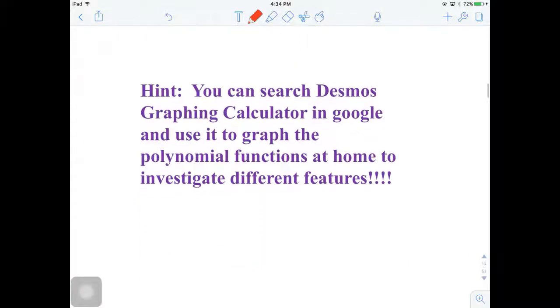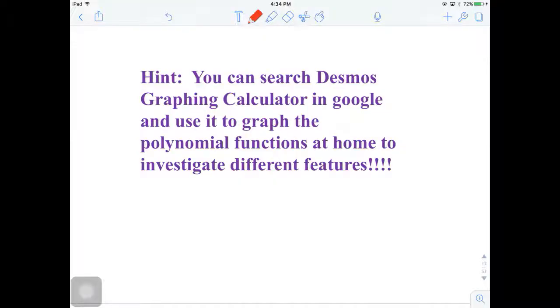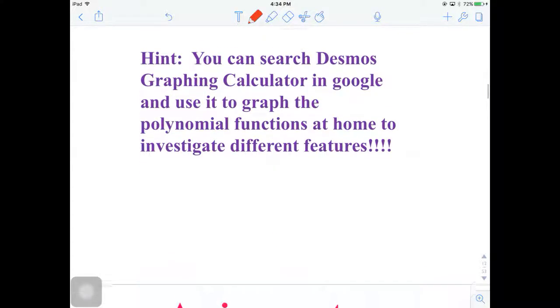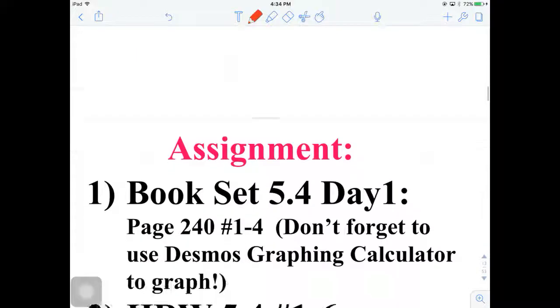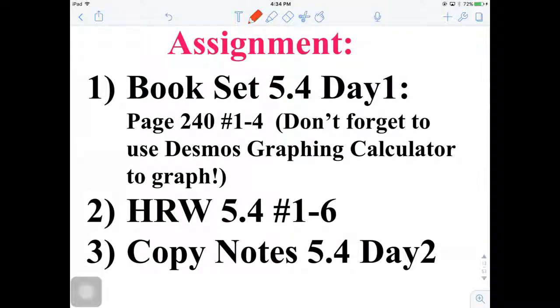And so now you can go ahead and feel free to explore some more with Desmos and take a look at the different features. And then go ahead and get started with your homework for today.